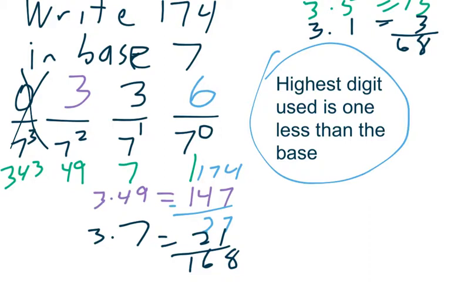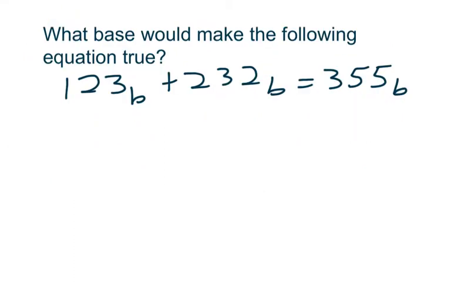Alright, let's apply what we've learned and answer a harder question. What base would make the following equation true? 123 to a certain base plus 232 to the same base equals 355 to the same base. So since we're using b for every one, it's the same base. And think for a second.